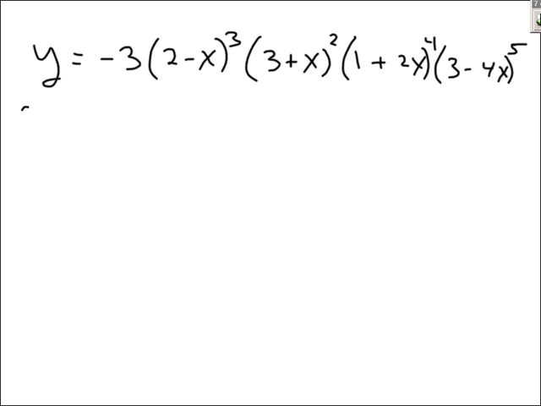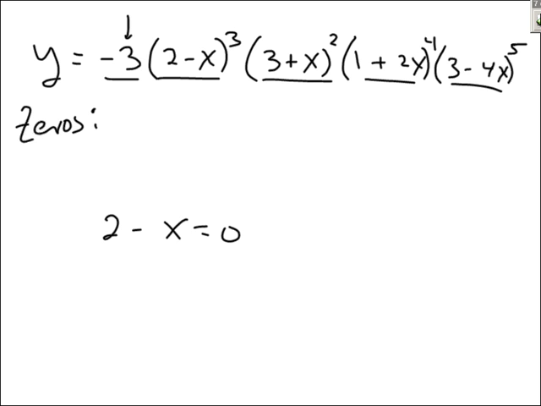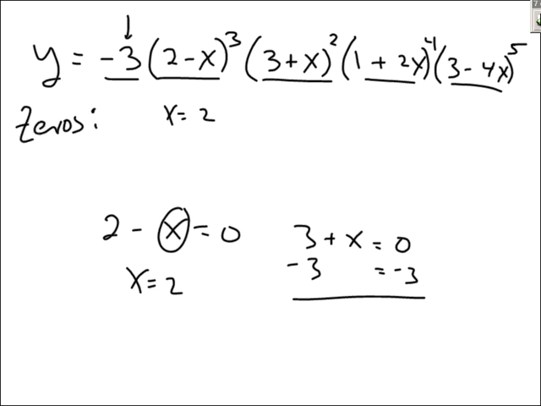We need to find the zeros. We need to know, are there any x values that make what I underline 0? Now there is no x value that will make negative 3 0. But 2 minus x, yes. You should know that should be 2. 2 minus 2 is 0. X is 2. 3 plus x is 0. X is negative 3. If you take away 3, you get x is 0 minus 3 or negative 3.